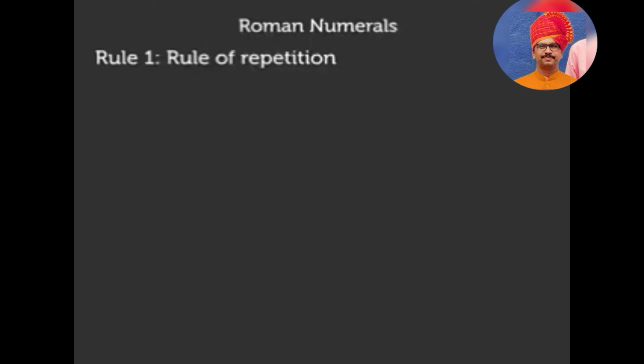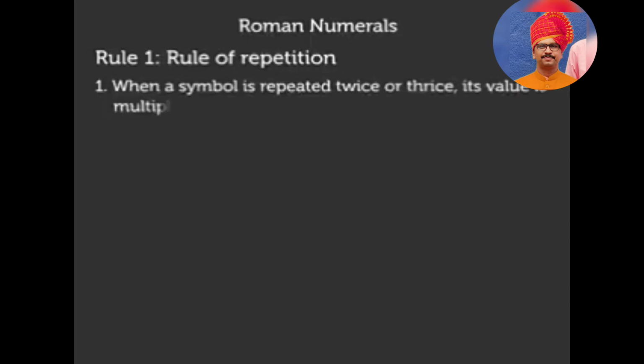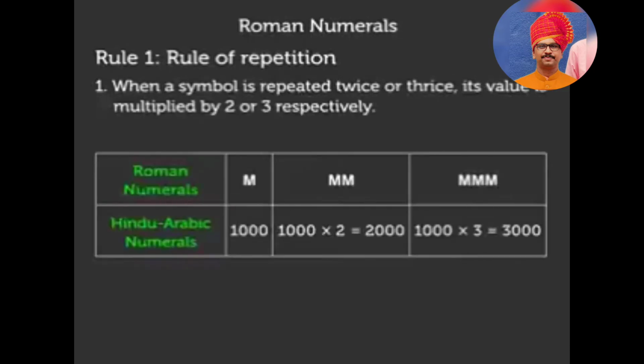Rule 1. Rule of repetition. 1. When a symbol is repeated twice or thrice, its value is multiplied by 2 or 3 respectively. For example, M is equal to 1000. M is equal to 1000 multiplied by 2 is equal to 2000. M is equal to 1000 multiplied by 3 is equal to 3000.